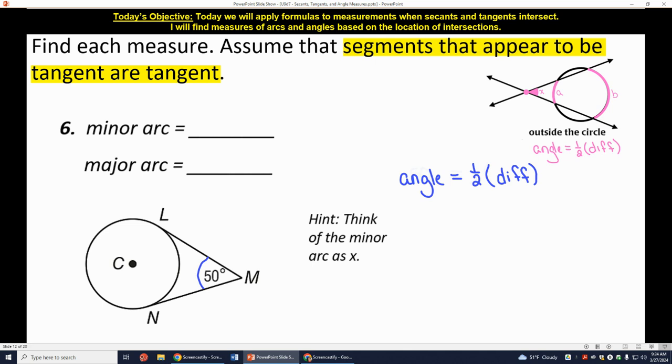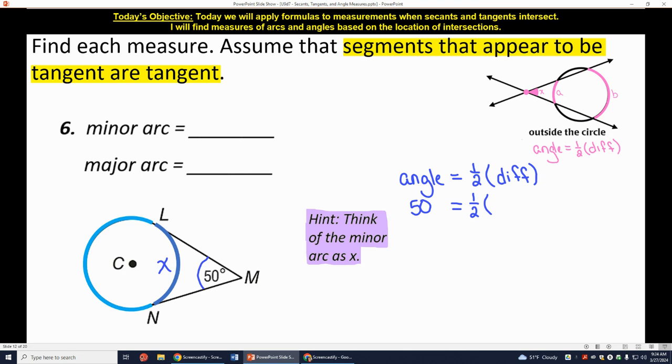When I look at this picture and I leave my angle, I can see my angle is 50 degrees. I need the difference of the two arcs. They have not given me any information about either arc in this picture. But I know I have this arc in between the 2 points of tangency, and I have the rest of the circle on the outside of the 2 points of tangency. And then they gave me a hint. It says think of the minor arc as x. So if I label my minor arc x, then the outside arc is the rest of the circle.